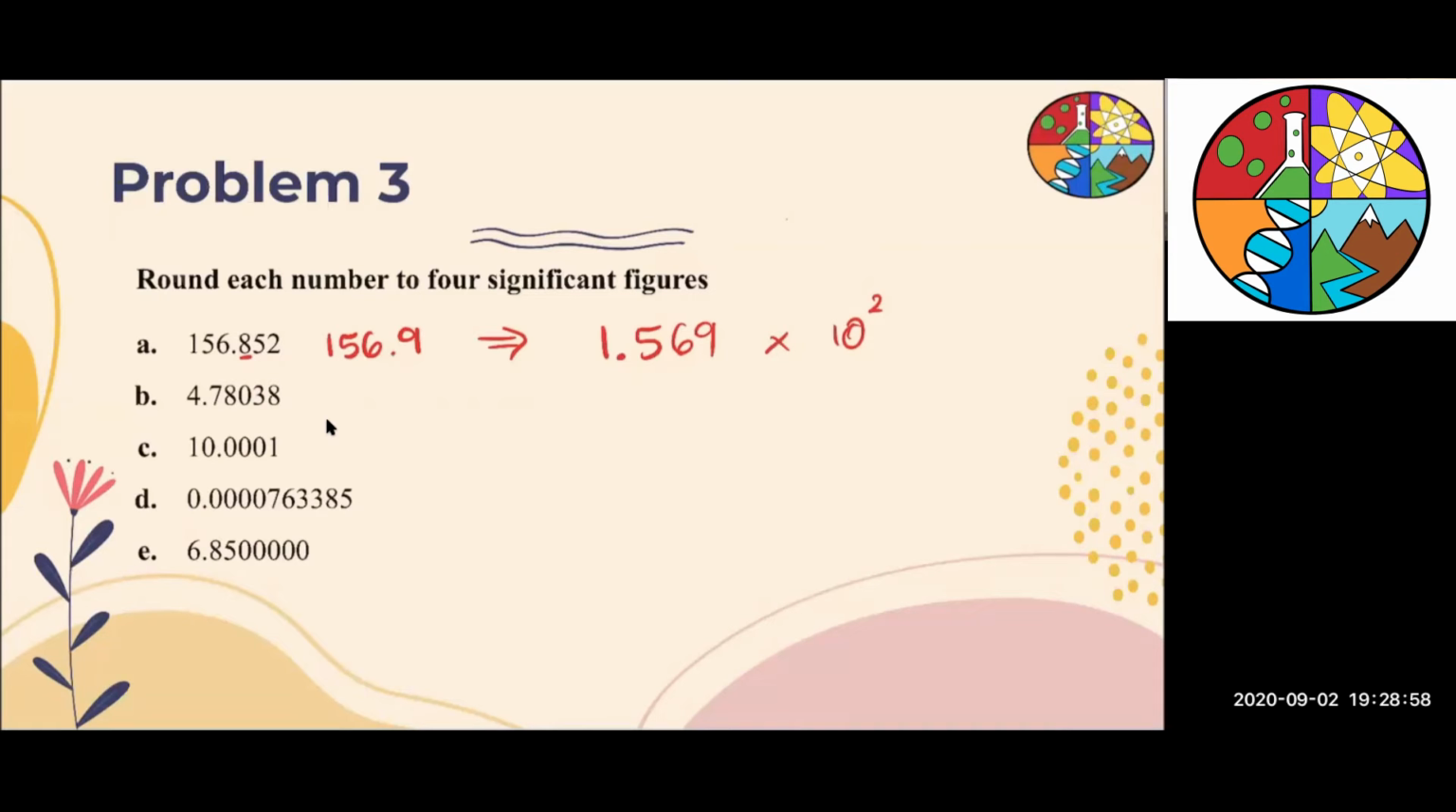Okay. For B, can someone tell me what they put? We put 4.780. Okay, that's right. When you look at the 3, it's less than 5, so you don't have to round. C, group 3. Is it 10.00? Yeah, it is. Okay. D, group 1, someone new.